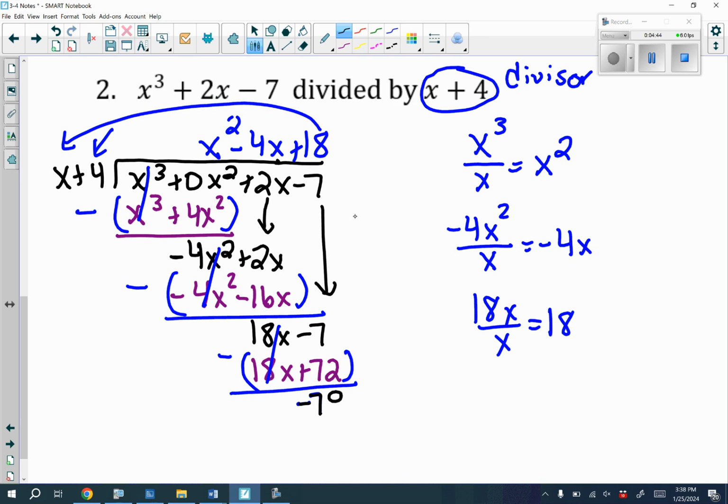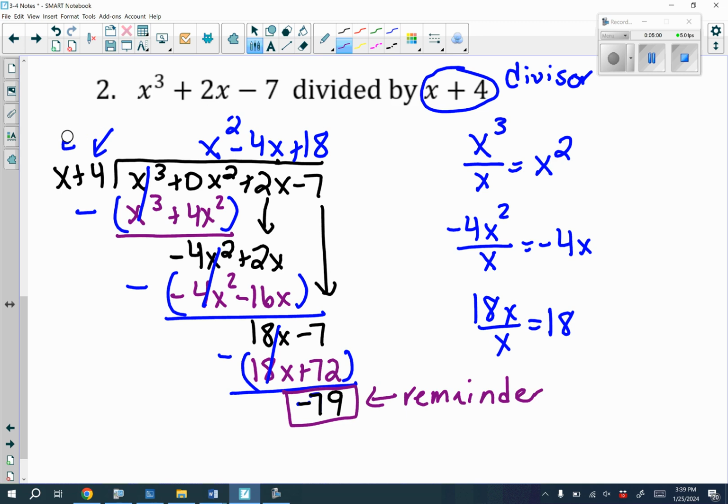Notice there's nothing else to bring down. So what is left over, that is our remainder. So now when we write our answer, remember it's the quotient. So our quotient here is going to be x squared minus 4x plus 18, that's our quotient.